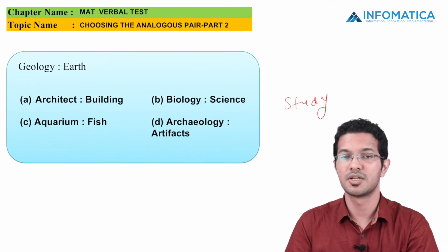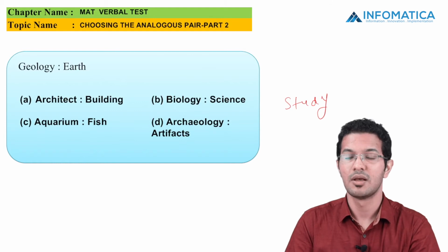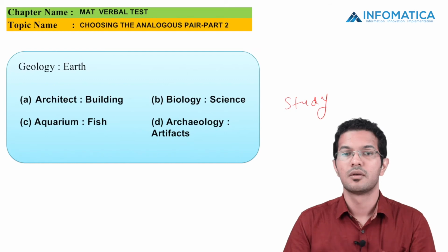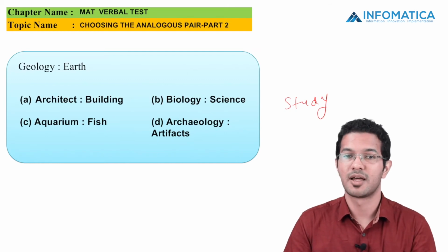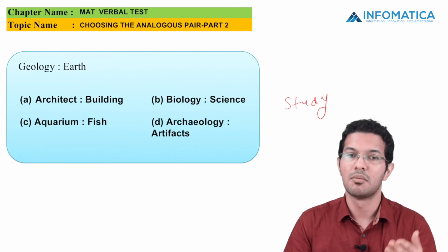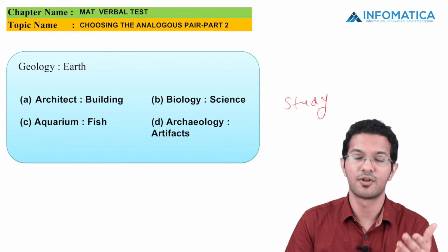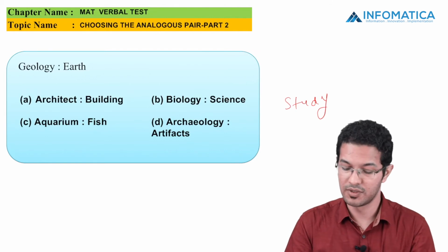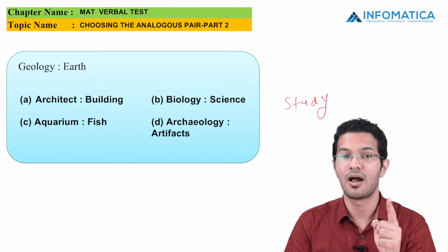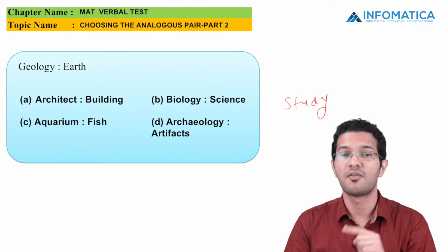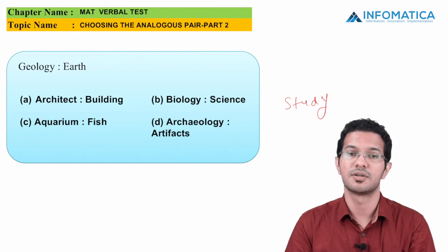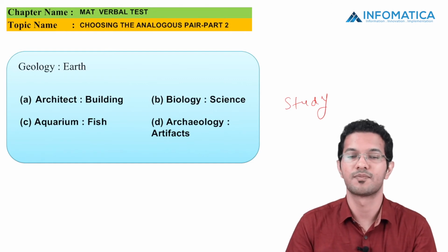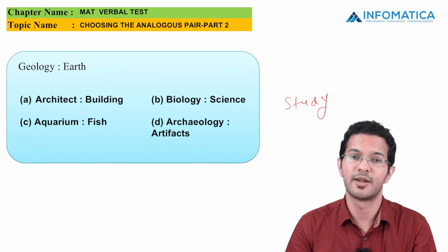Students, if we see option B and D, please do not get confused in option B, which is biology related to science. In science, we have various branches. You might be knowing biology, neurology, nephrology, and so on. But if we see option D, which is archaeology is related to artifacts, the study of artifacts is called archaeology. Hence, I can say that option D is the appropriate answer, which is archaeology related to artifacts.